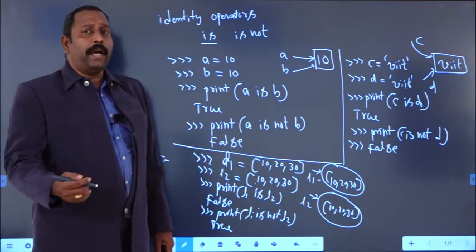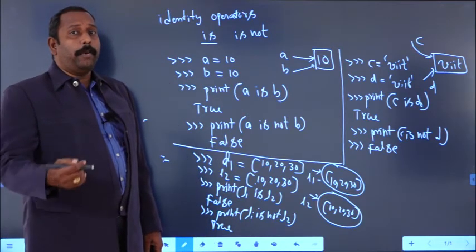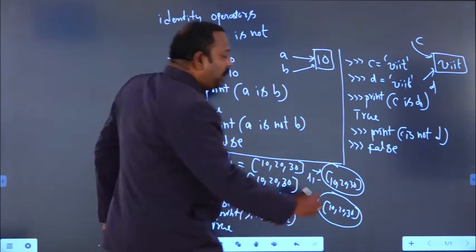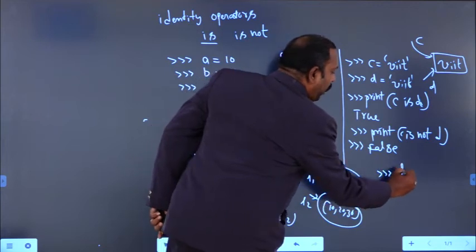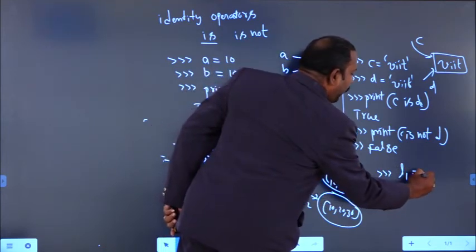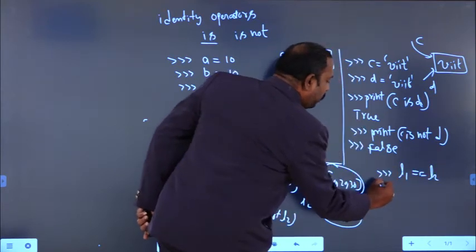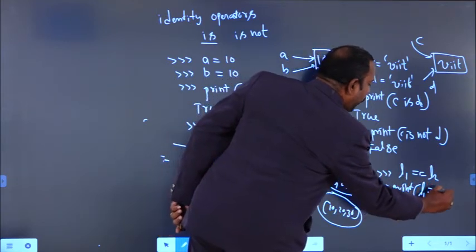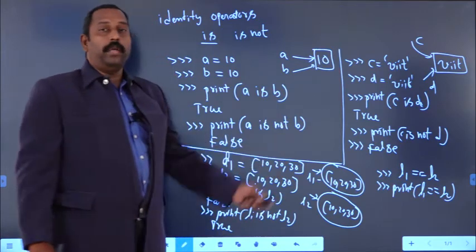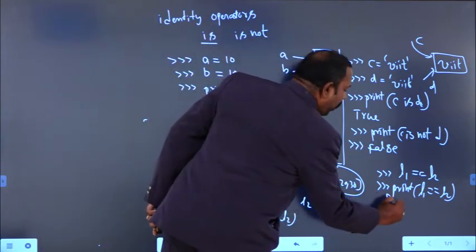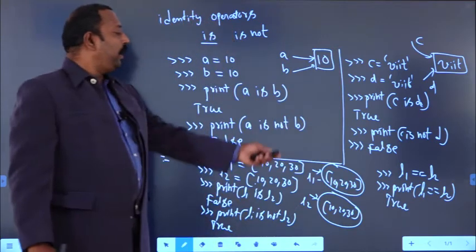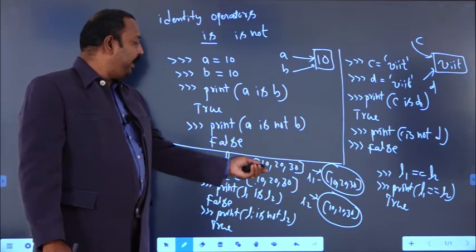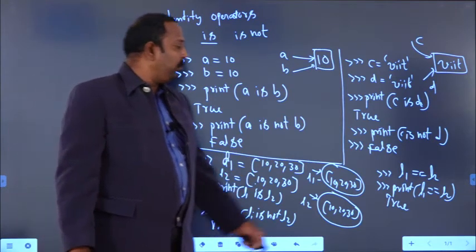Suppose I want to compare the content, then what operator do we have to use? We have to use the equality operator. Suppose I write print L1 equal to L2, then you will get the output true, because the equality operator will compare the content of L1 and L2. L1 content is 10, 20, 30, L2 content is 10, 20, 30. That's why you get the output true.